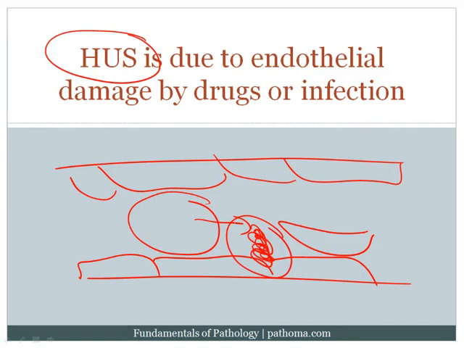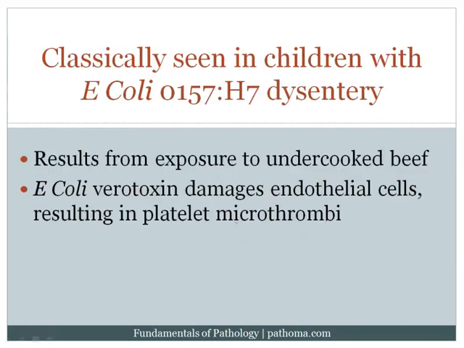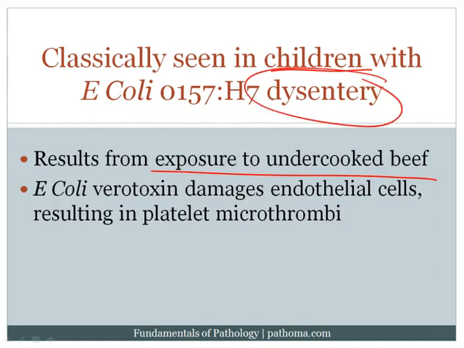Now the next discussion is who gets E. coli O157:H7. Well, that's classically seen in children who get exposure to undercooked beef. That's the way by which this bug can arise. That results in a dysentery in which they get mucousy diarrhea, and again, that's due to E. coli O157:H7. Again, I told you that the bug produces a verotoxin which damages the endothelial cells, resulting in platelet microthrombi.